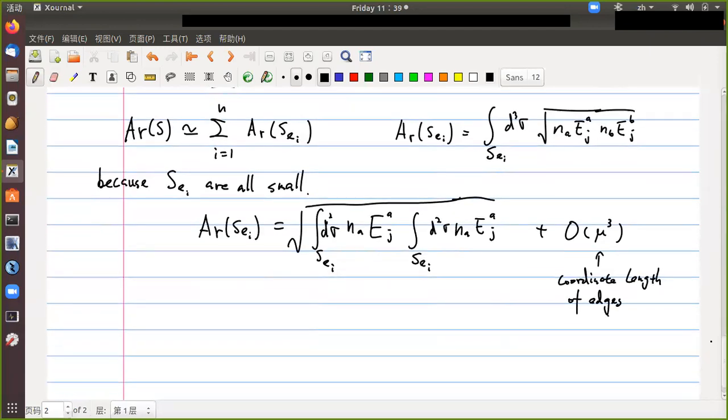Okay. So the area itself is proportional to mu squared because it's an area. And so the area can be approximated by this formula up to some error, of order mu cubed, higher order in mu. So how to see this? The way to see it is if you consider E to be approximately a constant on the surface, then you can factor it out. You can easily perform this integral because E A N A will be a constant, right? And then clearly you can integrate d sigma, again a constant, and you get a pair.